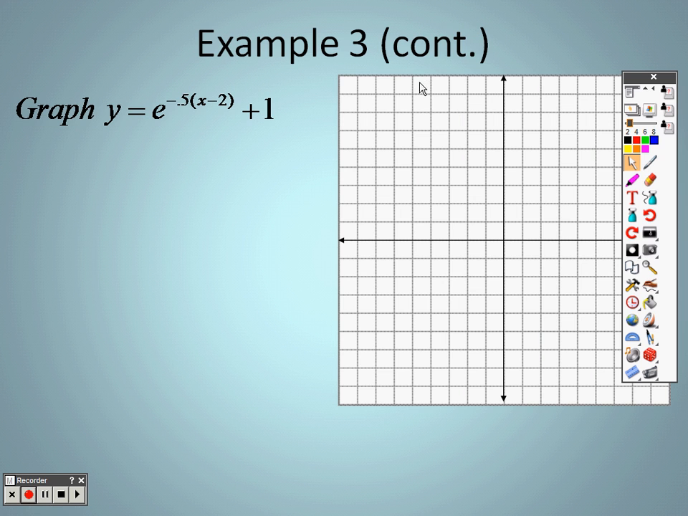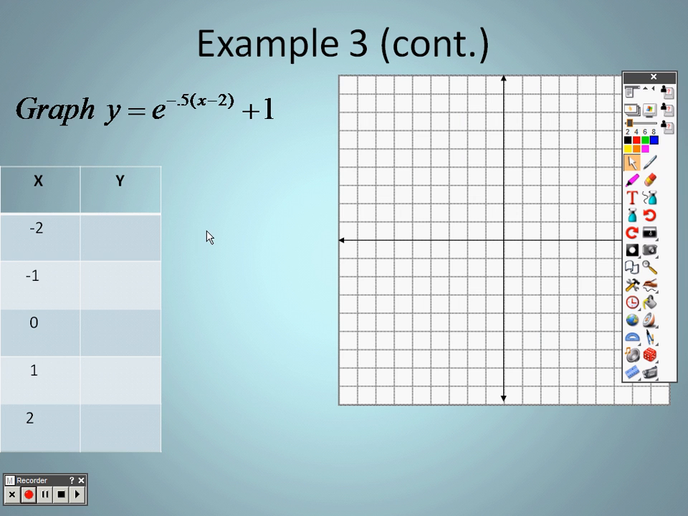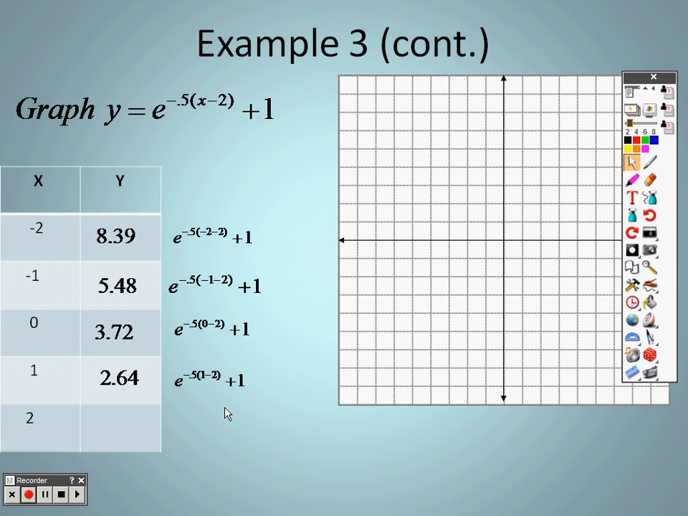Notice how the graph is going down now. So the graph is going down from left to right. So when we go to our table, second graph, let's go find negative 2. When we plug in a negative 2, we end up with 8.39. When we plug in a negative 1, we end up with 5.48. When we plug in a 0, we end up with 3.72. When we plug in a 1, we end up with 2.64. When we plug in a 2, we end up with 2.